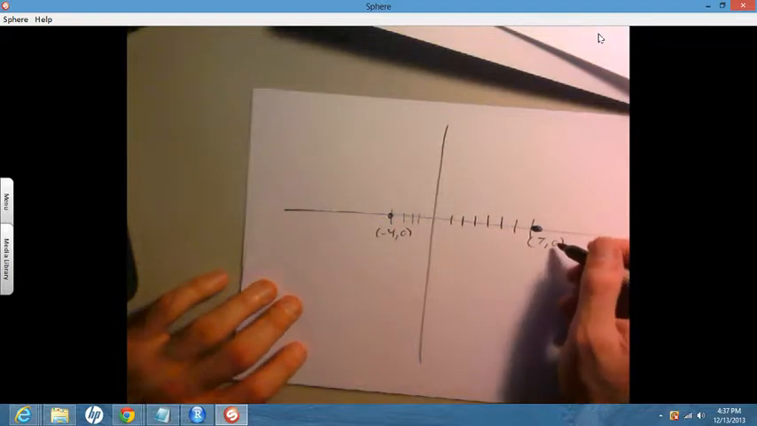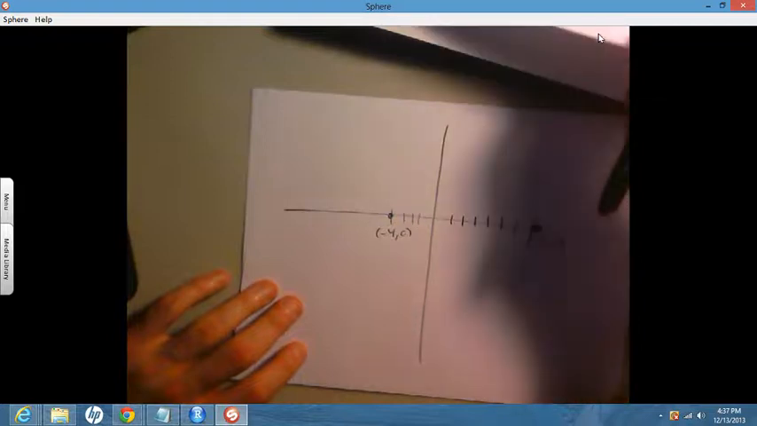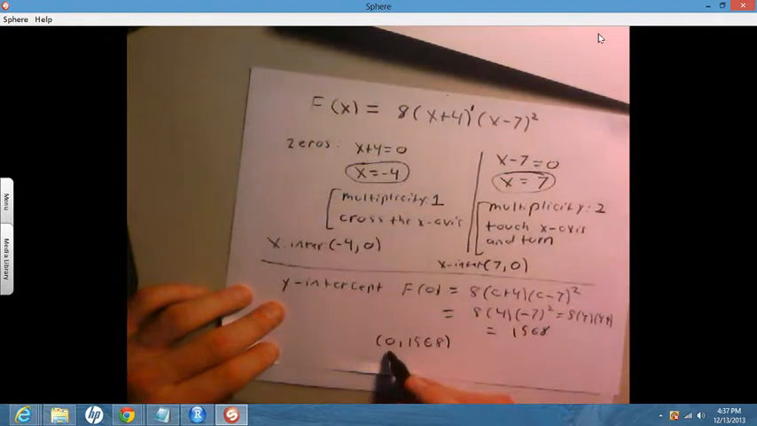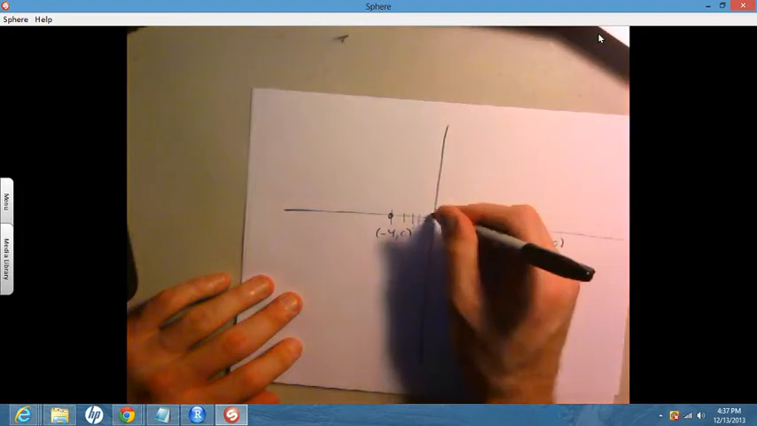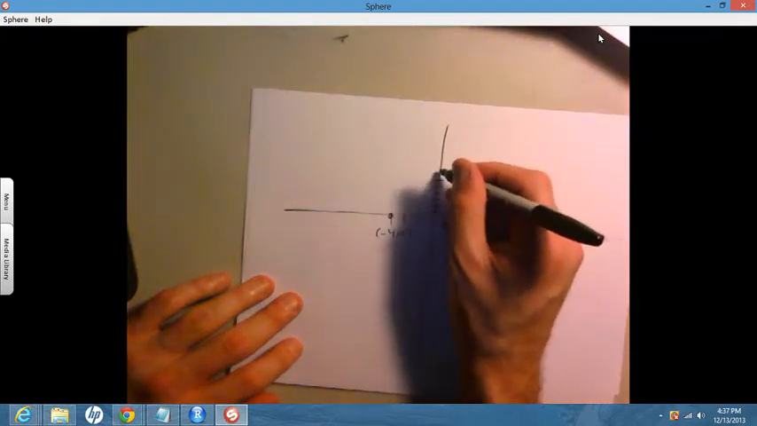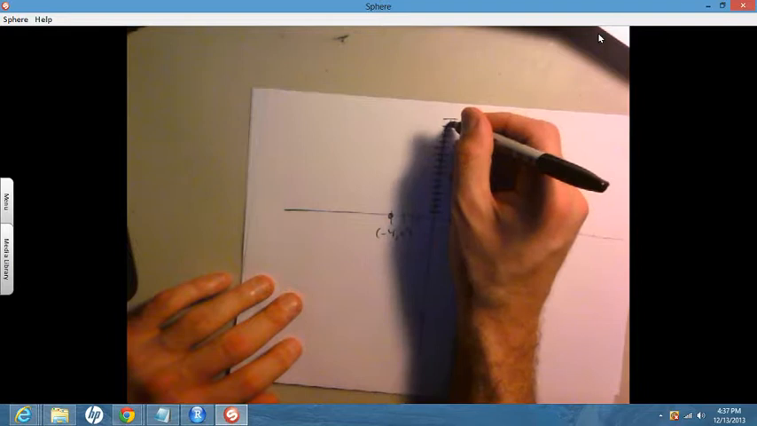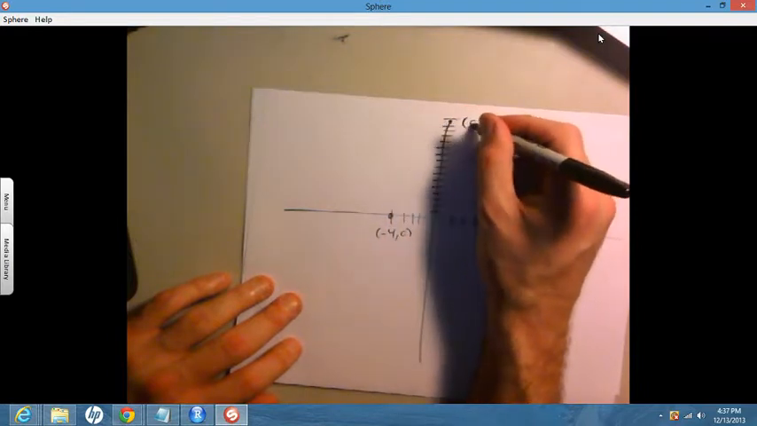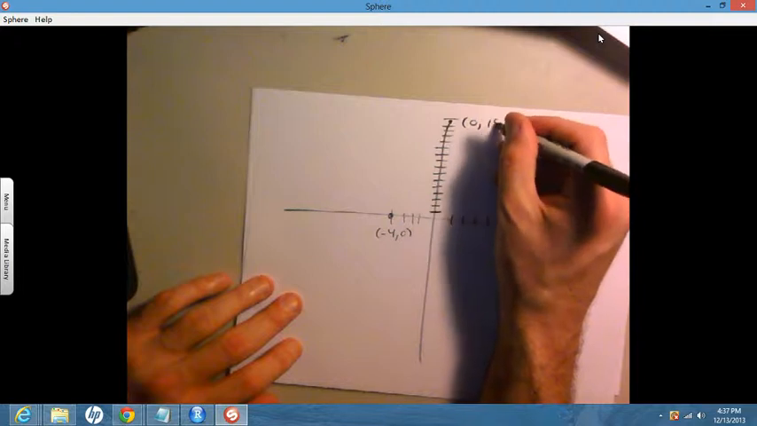And next we're going to have the y-intercept. Let's put all the intercepts first. When x is 0, the y value is 1568. So let's go by hundreds: 100, 200, 300, 400, 500, 600, 700, 800, 900, 1000, 1100, 1200, 1300, 1400, 1500, 1600. So it's going to be right here. And that is when x is 0, y is 1568. That's the y-intercept.